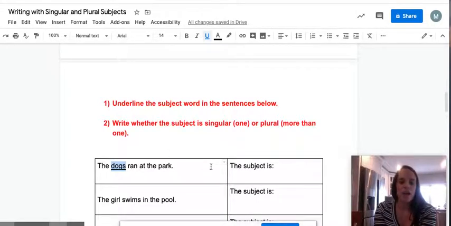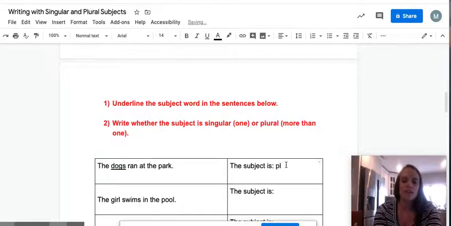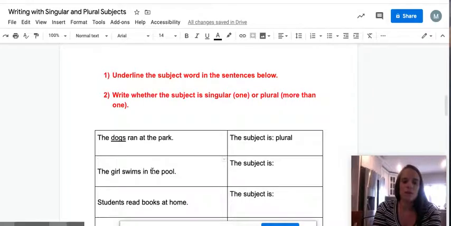This subject, dogs, is plural. I know that because it has a suffix S at the end of it, which tells me there's more than one dog in this sentence. So over here, I'm going to write the subject is plural. Now you're going to do the next few sentences. First, underline the subject word in the sentence, then write over here if it's singular or plural.